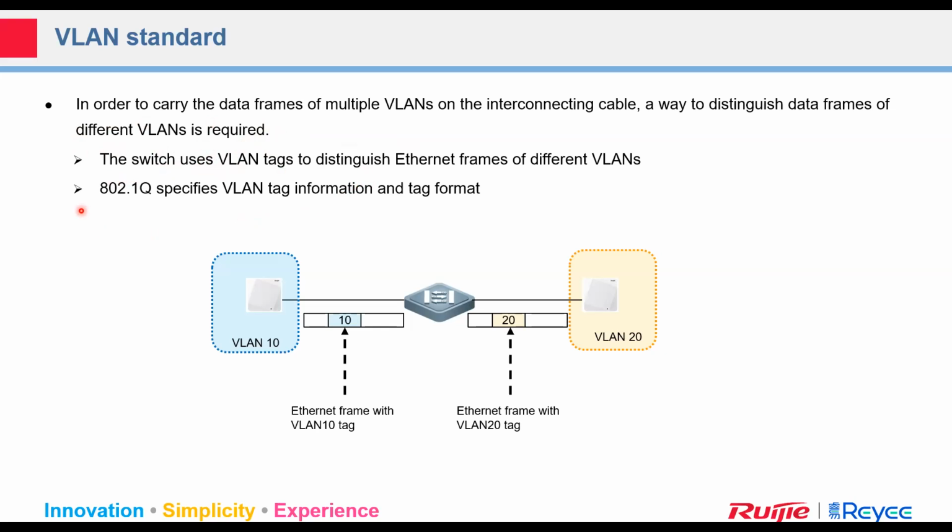So here they use 802.1Q to specify the VLAN tag information and tag format. Here you can see the Ethernet frame is being tagged with VLAN 10, and here the Ethernet frame is being tagged with VLAN 20.